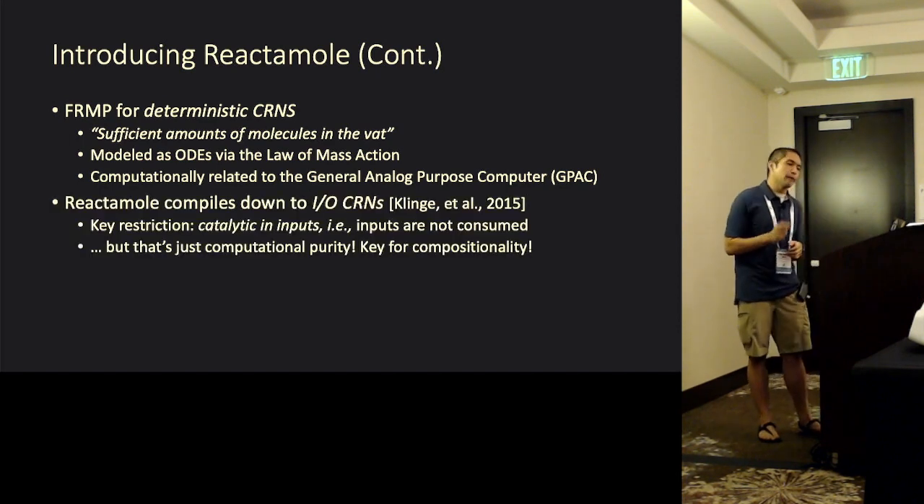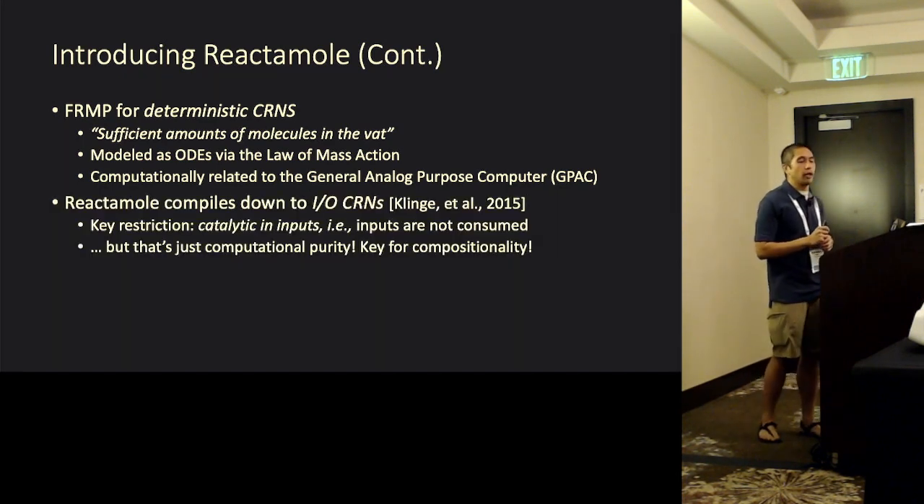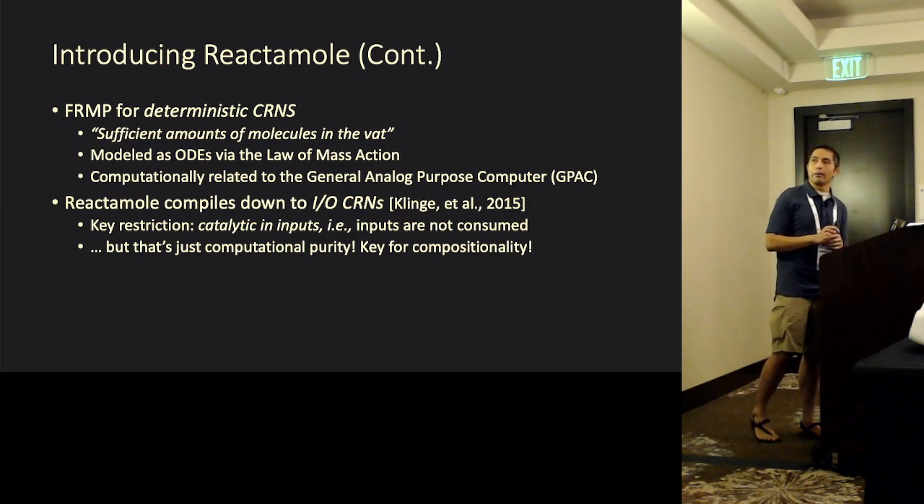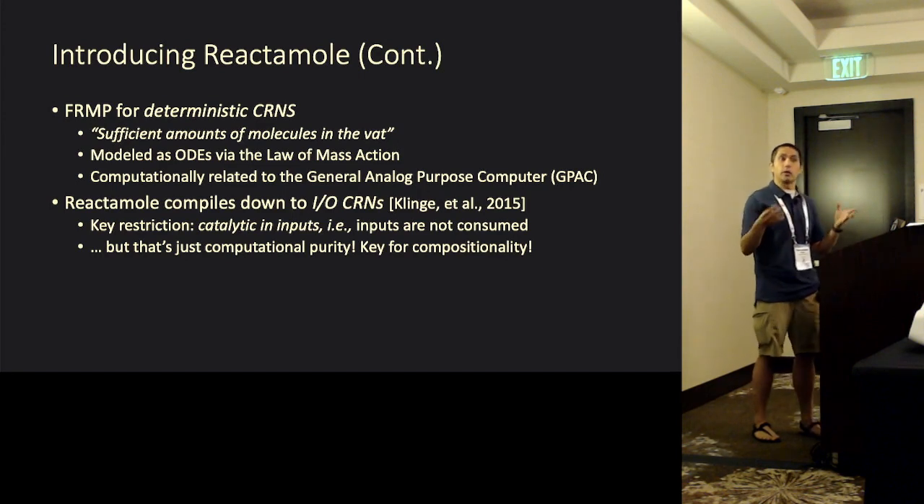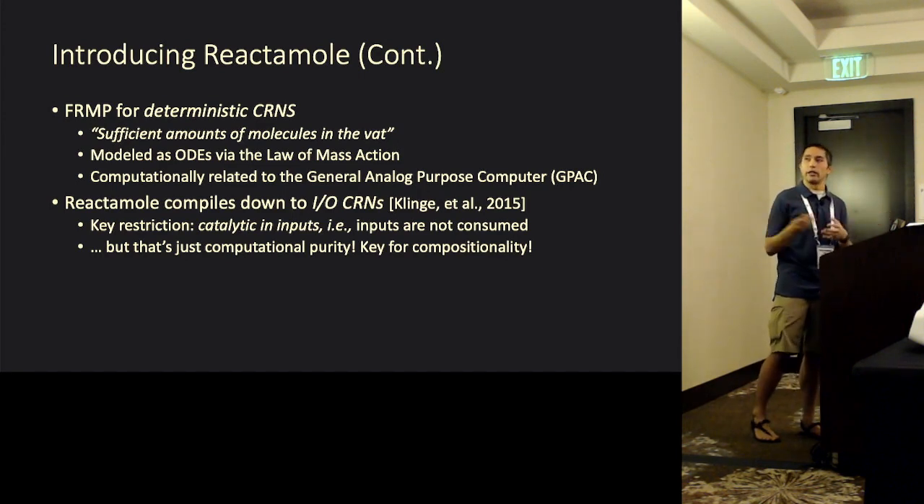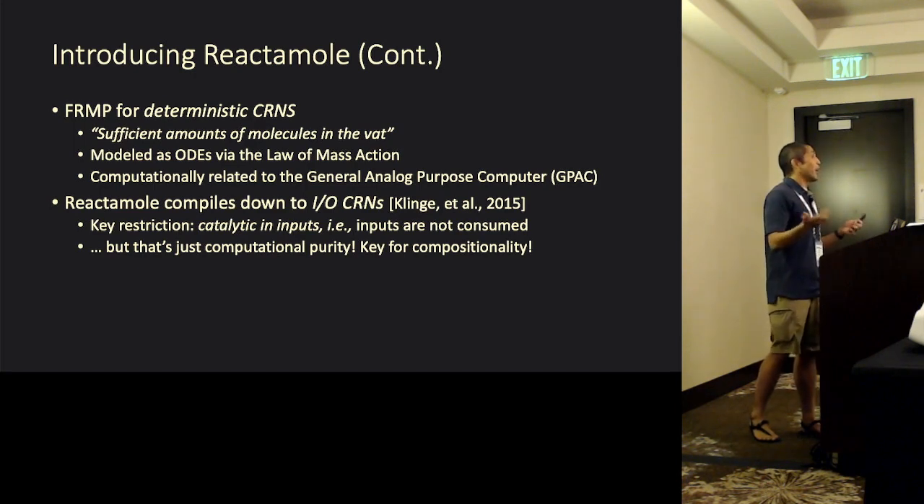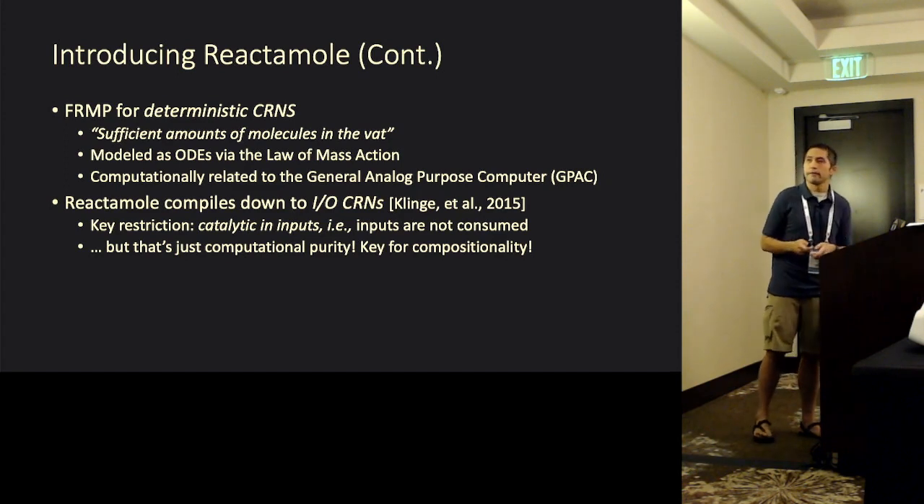The other thing too, and this is the key thing that we employ, one of my collaborators developed this notion of an IOCRN that corresponds specifically to purity in a programming context. Namely, an IOCRN is one where the chemical reaction network is catalytic in its inputs. And so what that means is that the inputs are not actually consumed, which corresponds to not mutating the inputs, which allows us to get compositionality roughly for free, which is nice.